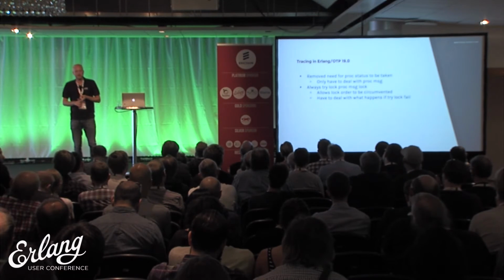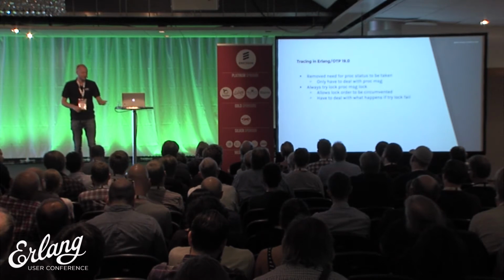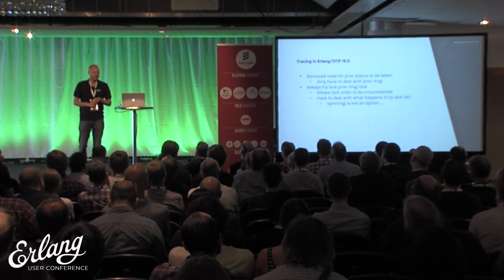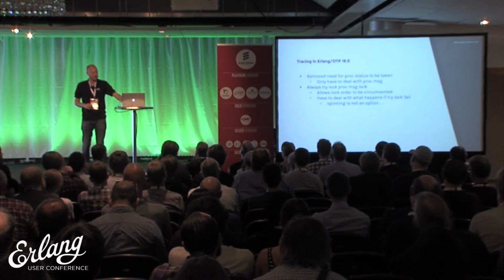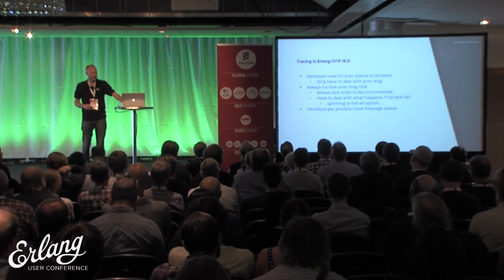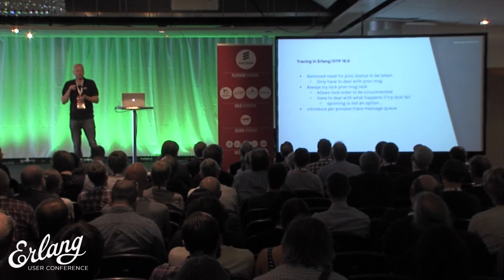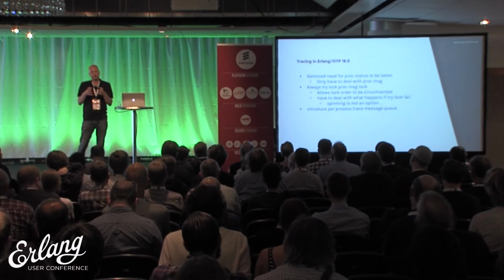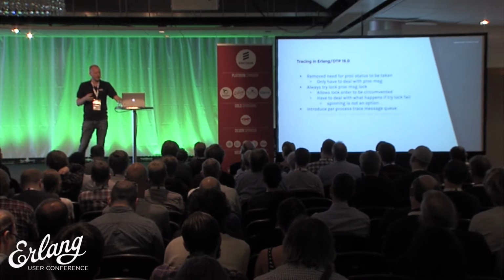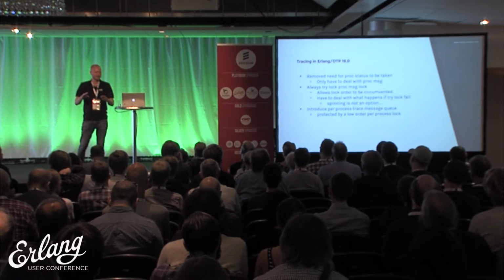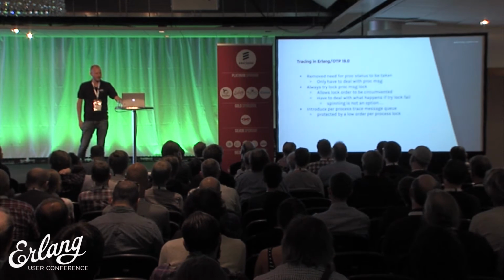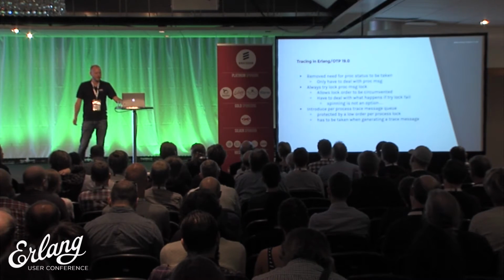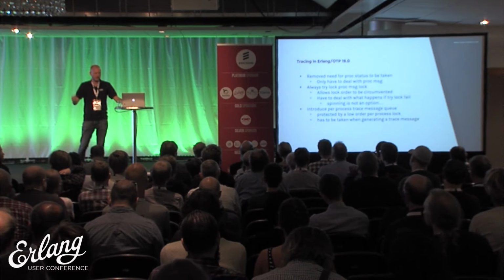But we still have to deal with the case when the try lock fails. And spinning is not okay, because then we could spin for infinity if we end up in a deadlock situation. So I had to introduce a per process queue of messages that is protected by a low order lock that I knew that I could take. It's taken whenever you generate a trace message to a process.